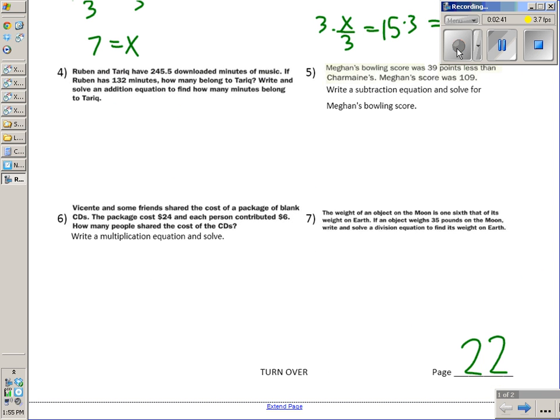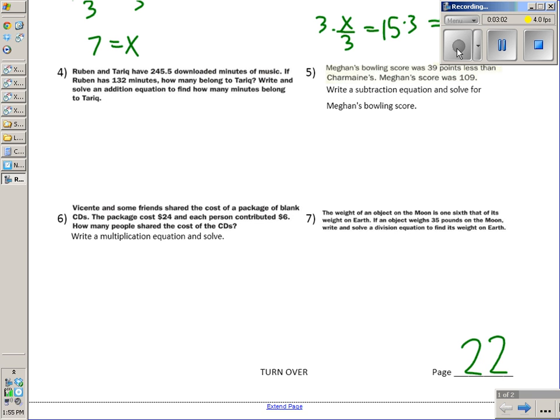All right, scrolling down, we've got 4 word problems that we're going to make sense out of. We'll need to create an algebraic equation, and then we'll need to solve. So Ruben and Tariq have 245.5 downloaded minutes of music. If Ruben has 132 minutes, how many belong to Tariq?